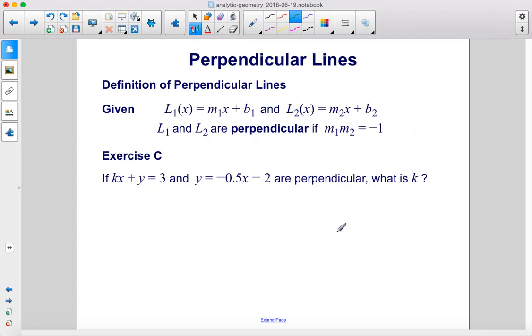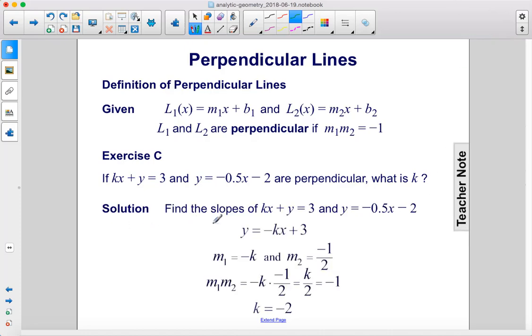Exercise C. If kx + y = 3 and y = -0.5x - 2 are perpendicular, what is k? Our solution: find the slopes of both of the lines. So we have here y = -kx + 3, because we changed this and put it into slope-intercept form, and this one's already in slope-intercept form.